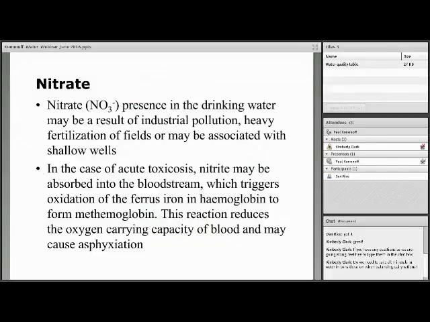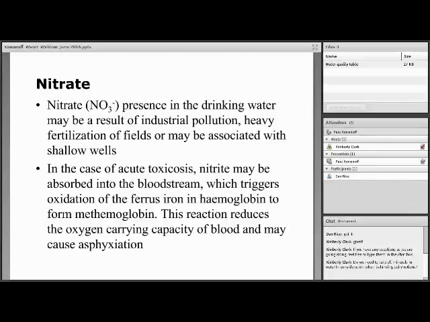The next thing I want to talk about is nitrate levels. Nitrate can be present in drinking water. It may be a result of industrial pollution, but is usually, in an agricultural setting, a result of heavy fertilization of the fields. It may also be a function of shallow wells. So if there's fertilizing of the fields and you've got shallow wells, you're more likely to have higher nitrates in the water, okay? So certainly we need to be concerned about nitrate in the water.